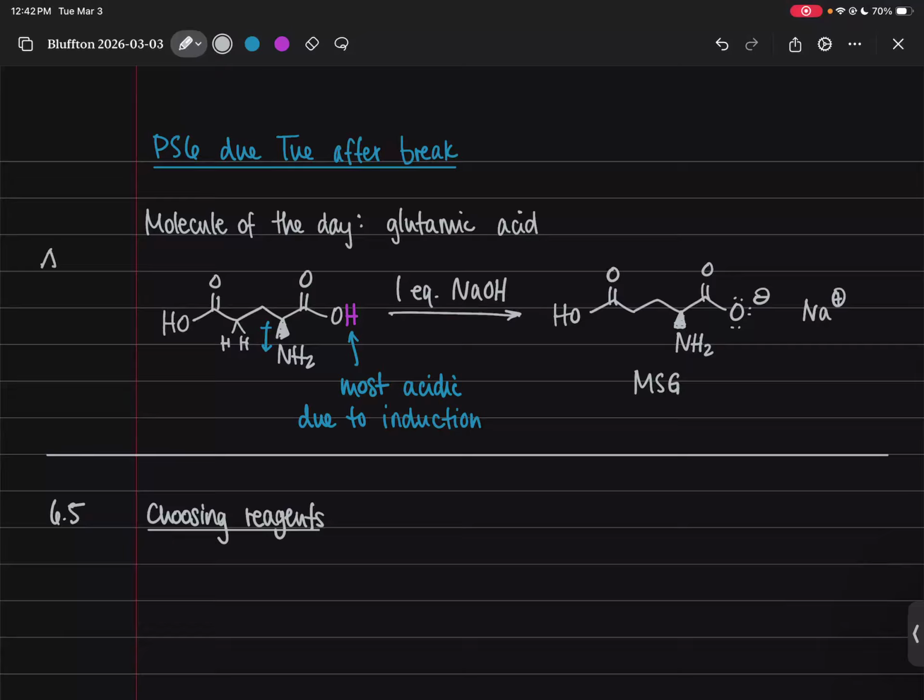So the mnemonic for assigning acidity is ARIO. So atom, resonance, induction, orbital. First, look at the atom. Fortunately, in this case, we've only got carbon, nitrogen, and oxygen, and hydrogen, of course.